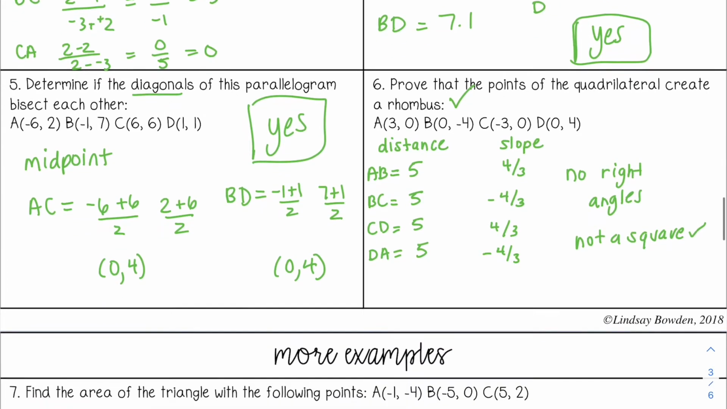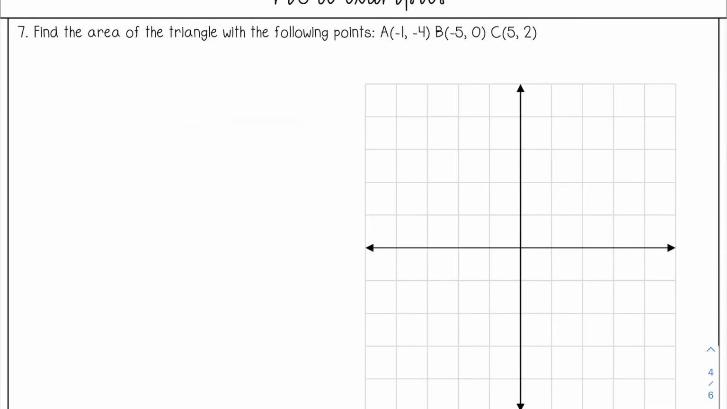All right, let's try a couple other examples. All right, let's look at some more examples. Number 7 says, find the area of the triangle with the following points. So go ahead and pause the video now and plot those 3 points on your graph.